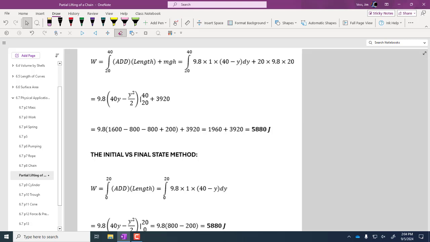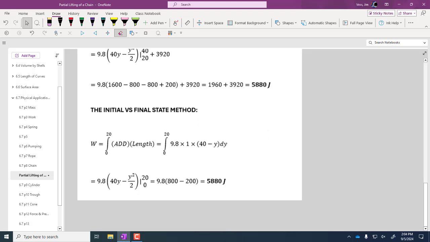And then for the reality case, we add up all the chain links that are not going to be coiled up, 20 kilograms, mgh: 20 kilograms multiplied by gravity, multiplied by the distance traveled by the block, which is 20. Do the integration, and in both cases you get 5880 joules. So it doesn't matter which way you use.